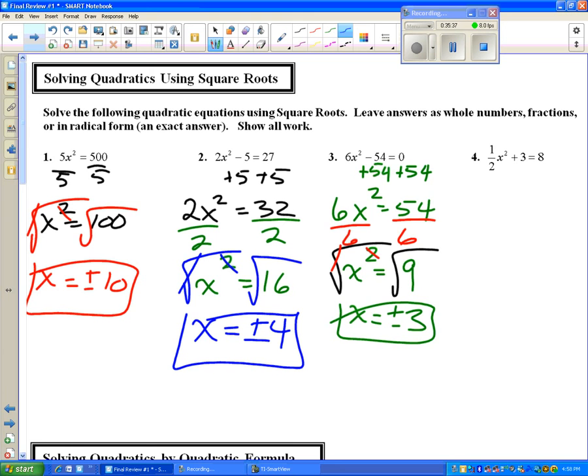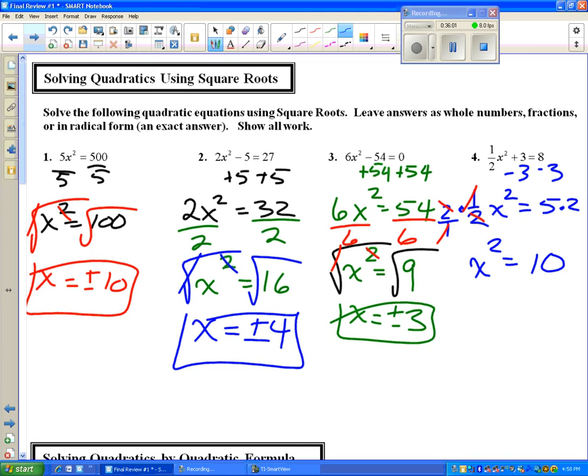Number 4. Subtract 3 from both sides. 1/2 x squared is equal to 5. Multiply both sides by 2. Now, this is 2 over 1, the reciprocal, which is the same as 2. The 2's cancel, the 1's cancel, leaving x squared is equal to 10.